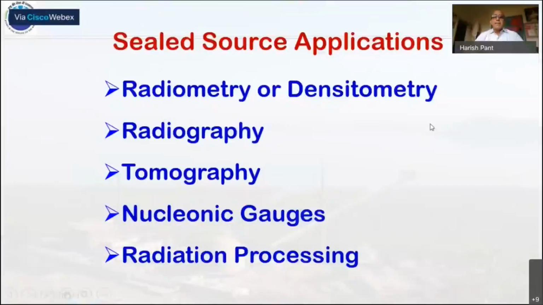Now, sealed source applications in industry are mainly categorized in 5 different categories. The first category of application is called radiometry or densitometry. Sometimes this is also called gamma scanning or scanning. Then another sealed source technique is radiography. Then tomography. Then nucleonic gauges and radiation processing applications.